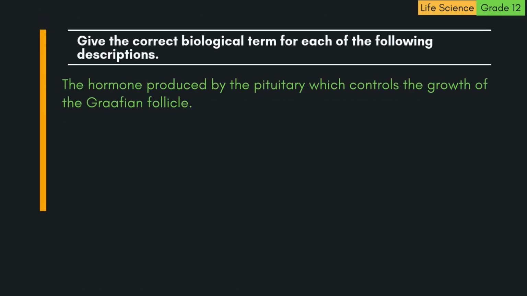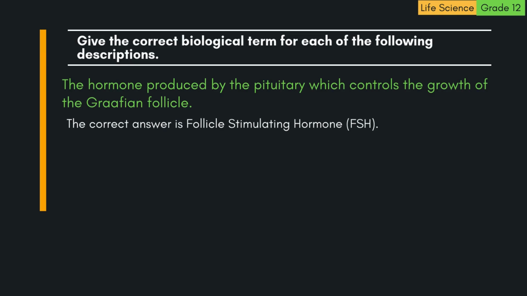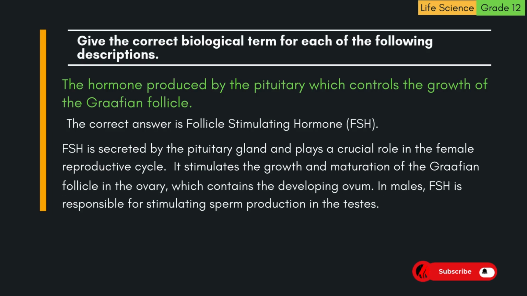The hormone produced by the pituitary, which controls the growth of the Graafian follicle. The correct answer is follicle-stimulating hormone, FSH. FSH is secreted by the pituitary gland and plays a crucial role in the female reproductive cycle. It stimulates the growth and maturation of the Graafian follicle in the ovary, which contains the developing ovum. In males, FSH is responsible for stimulating sperm production in the testes.